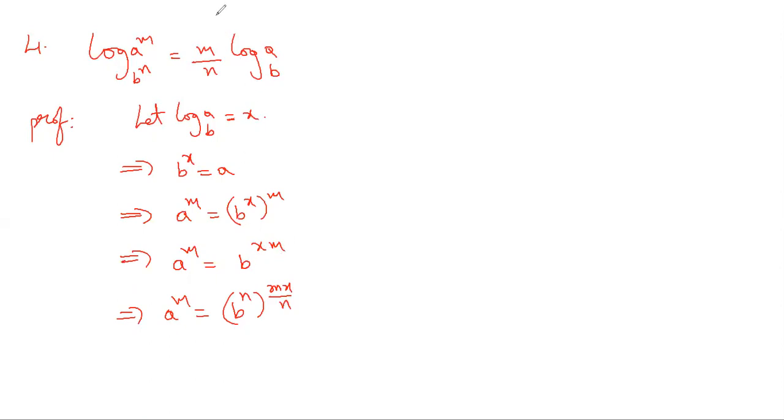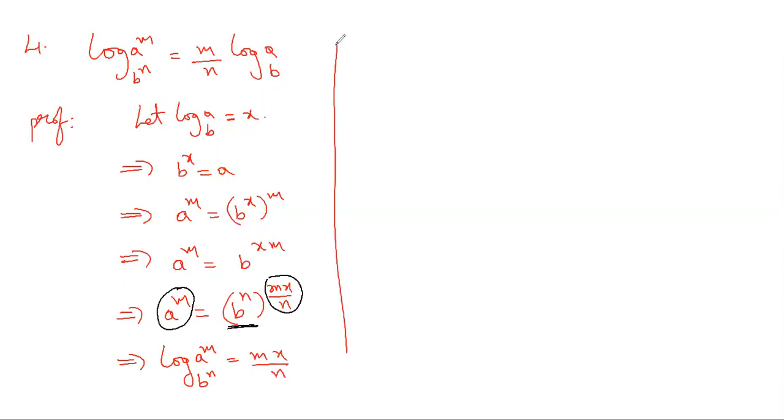So now we need to treat this full thing as one number power, and this b power n full thing as one number base. Now convert it back into the logarithm notation. The base is there, that we should write first, b power n. And the one which is away from the base will be along with the base, and the one which is along with the base will be away from the base, that is mx by n. So this is log a power m to the base b power n equal to m by n into x. What is x? Log a base b.